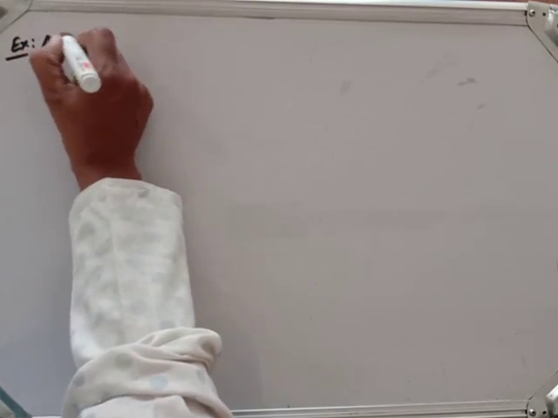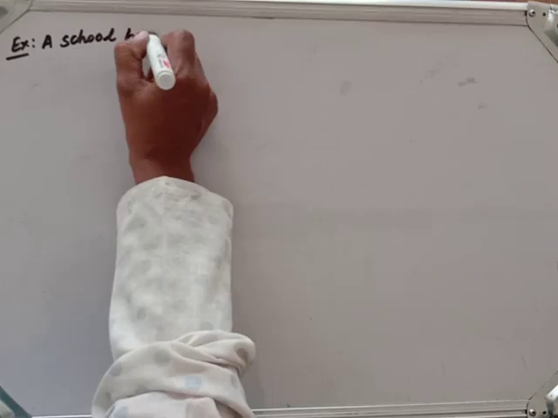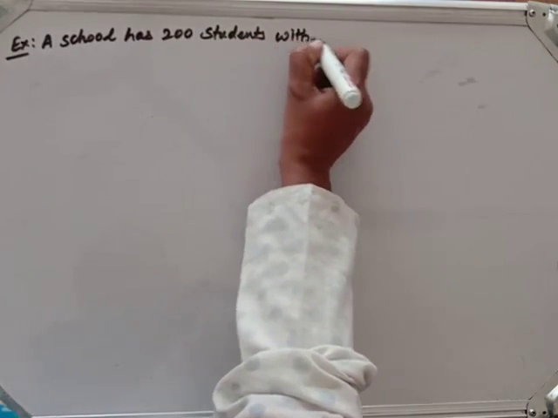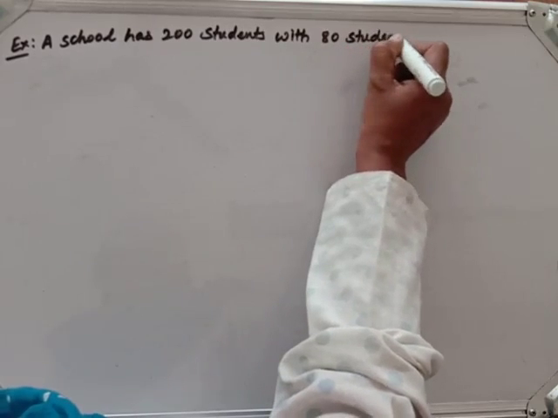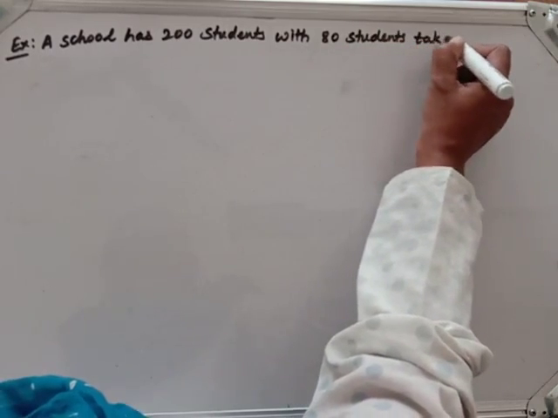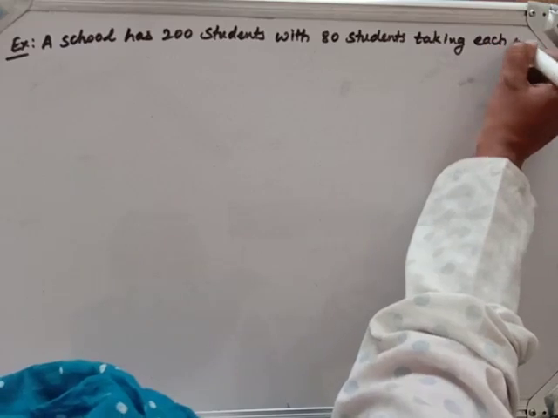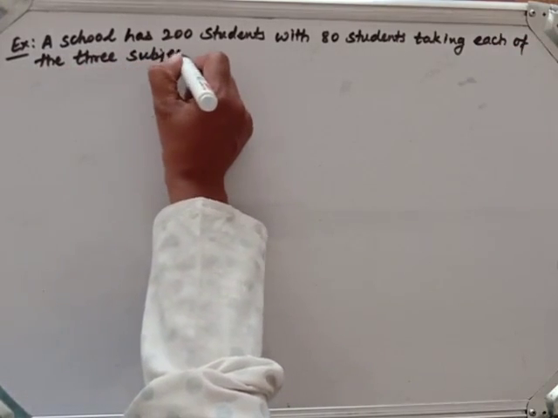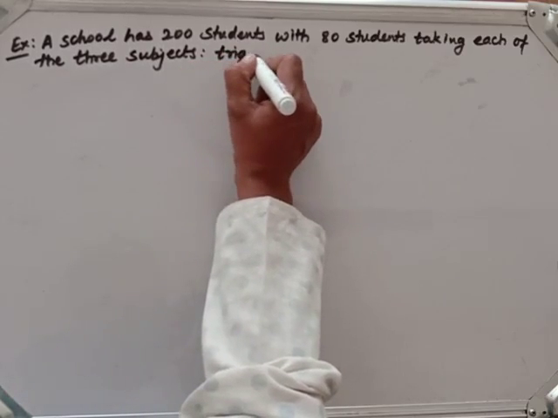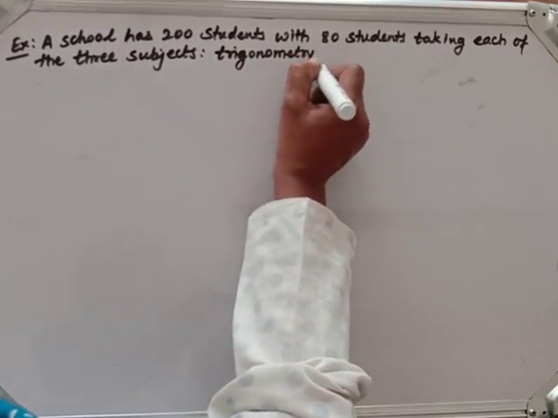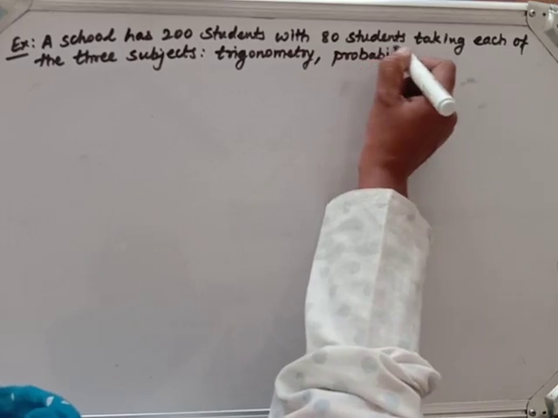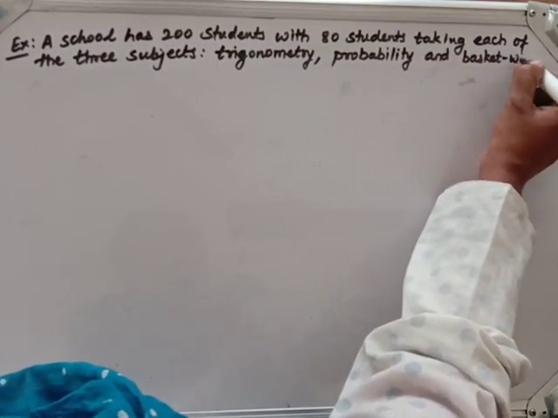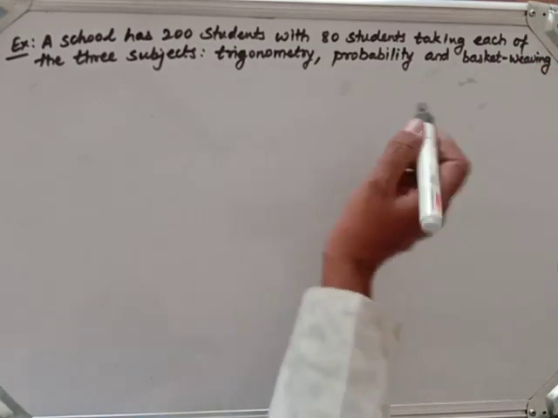Now the next example. A school has 200 students, with 80 students taking each of the three subjects: trigonometry, probability, and basket weaving. 80 students have taken each of these subjects.